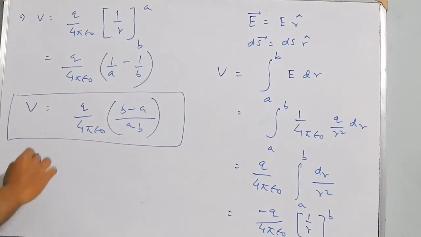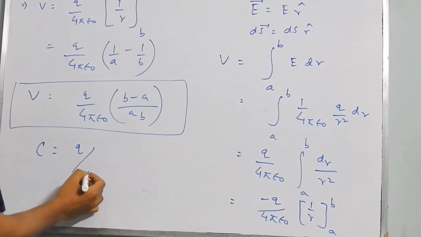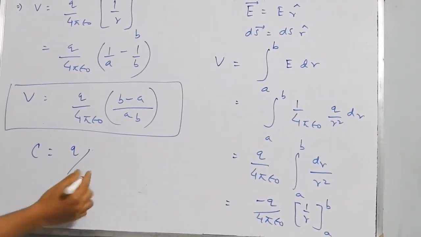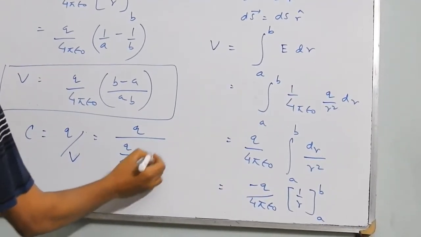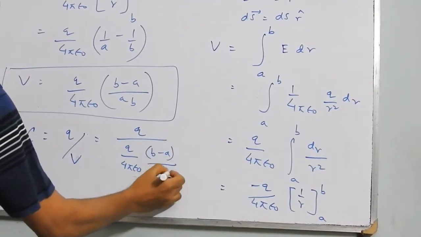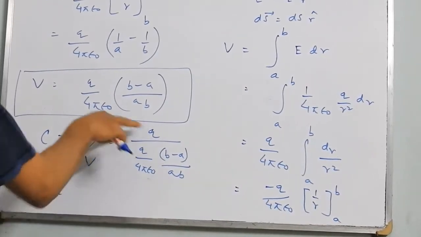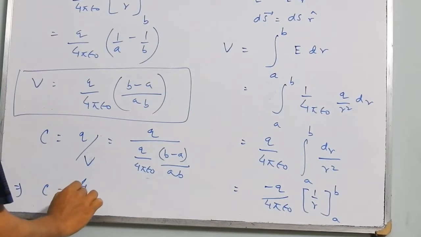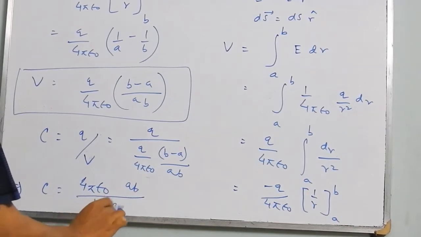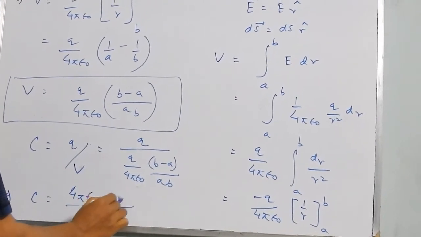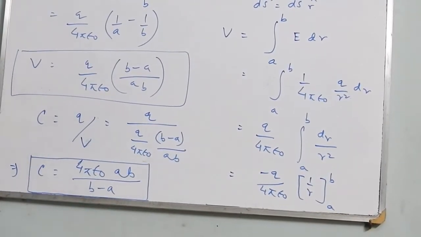Now we know that the capacitance is charge per unit potential difference. So this becomes q divided by q upon 4 pi epsilon 0 times b minus a by ab. So q will cancel out and this term will go to the numerator. So what we have is 4 pi epsilon 0 ab divided by b minus a. This is the capacitance of a spherical capacitor.